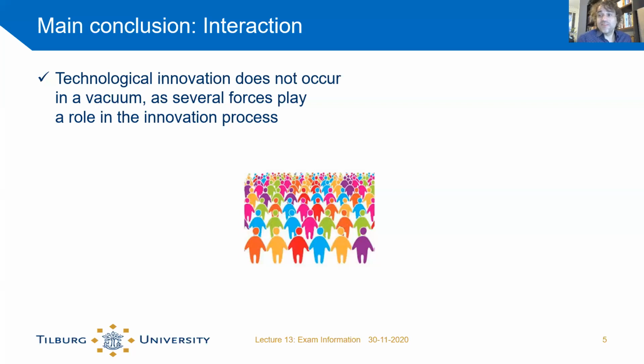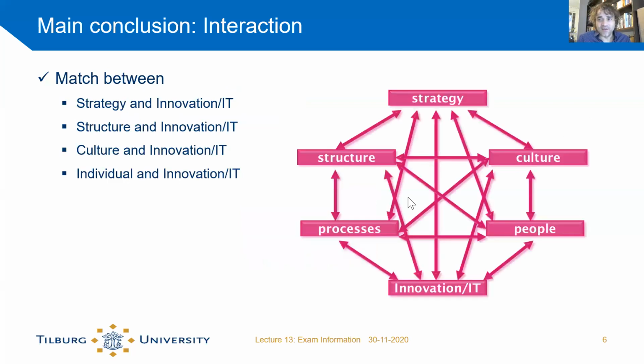Then in the meantime, I'm going to say just one short thing about the course. I've already said this like 80 times or so. The whole premise of the course is that technological innovation does not occur in a vacuum, and several forces play a role in the innovation process, which basically means that if you have an idea for an innovation or a new technology, you have to take into account everything in the organization.